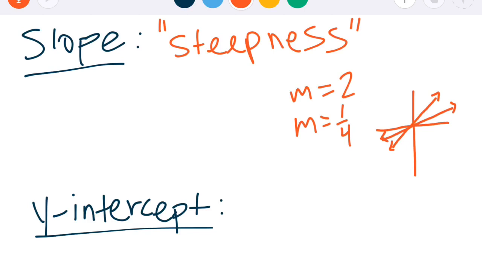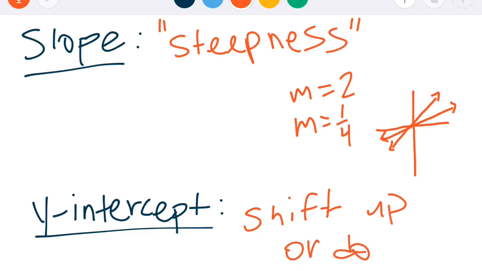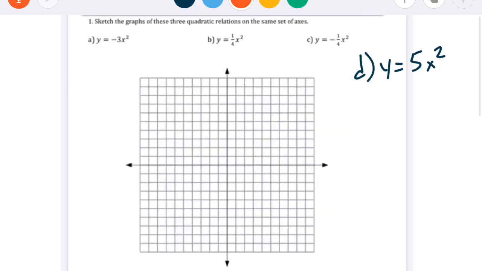And then the y-intercept is going to shift our parent function. We'll talk about a parent function, but it's going to shift our parabola up or down compared to that parent function. So those are the two main things we're going to be looking at. So this first problem, it gives us 3, and then I added a fourth equation.